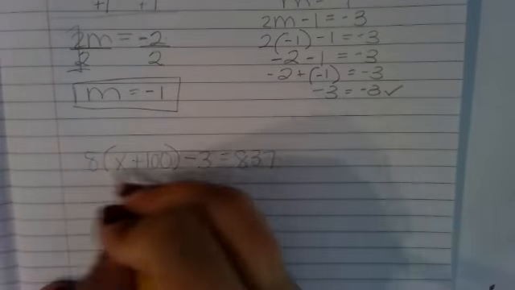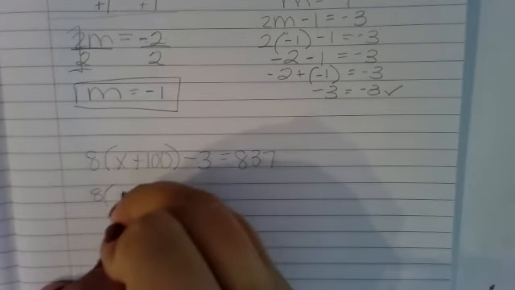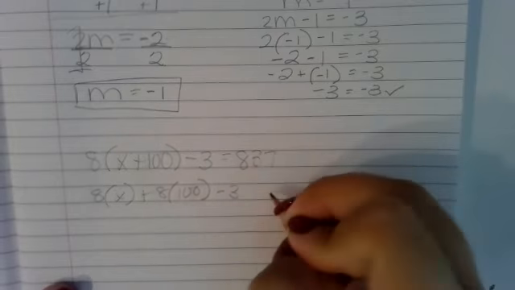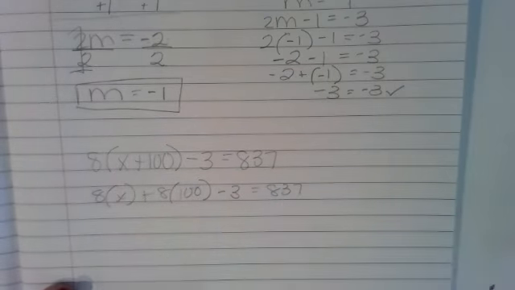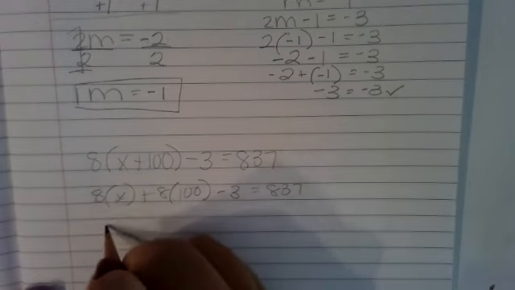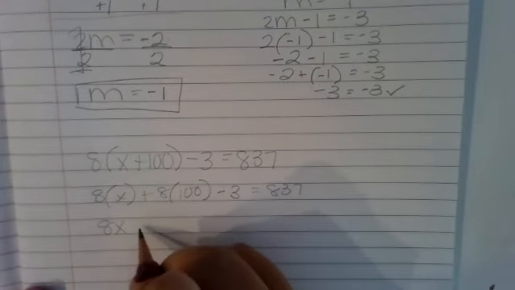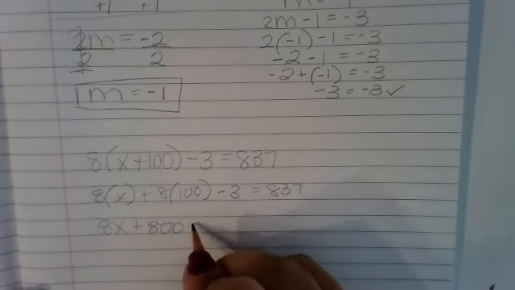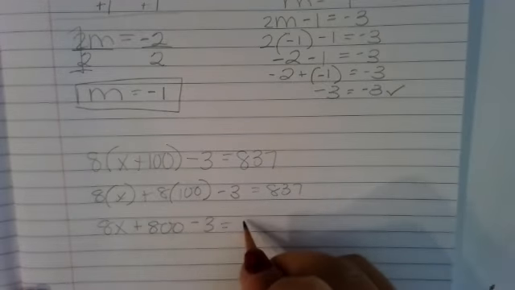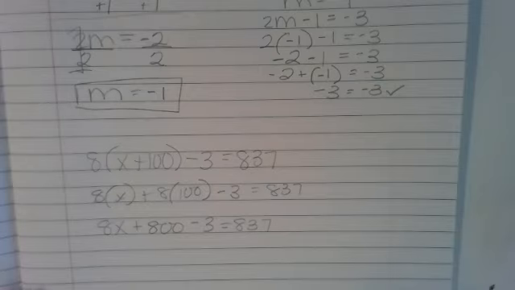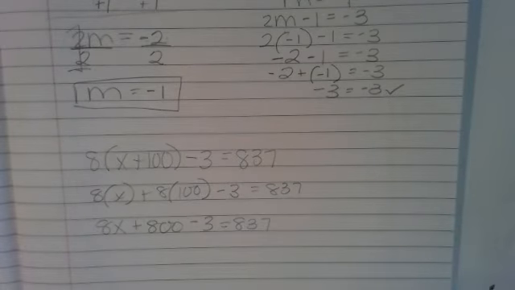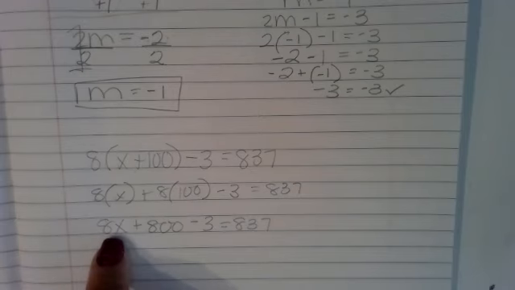So basically what I'm going to do is distribute this, and I have 8 times x plus 8 times 100 minus 3 equals 837. Now I'm going to simplify from here. 8 times x makes 8x plus 8 times 100 makes 800 minus 3 equals 837. And now I'm going to start to isolate my variable x.